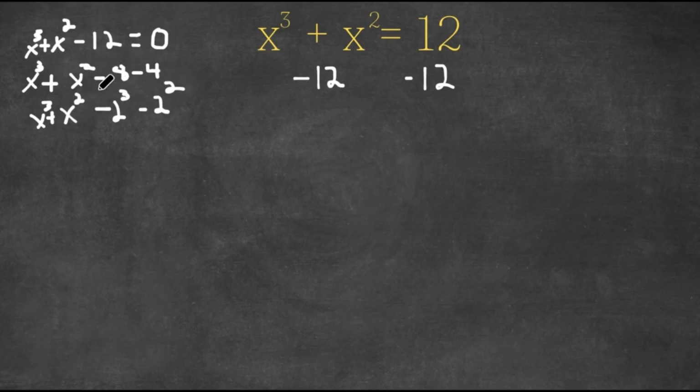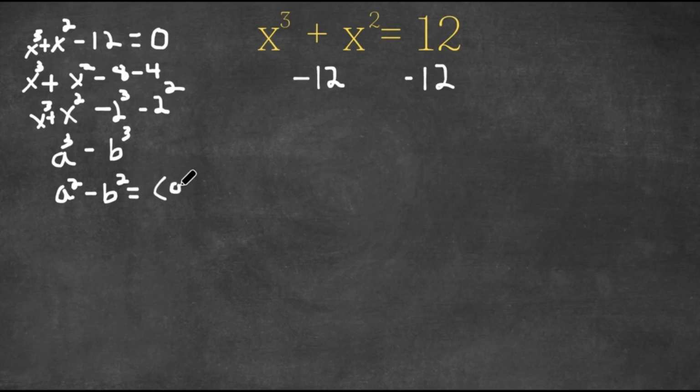And now, two important properties actually are a to the power of 3 minus b to the power of 3, and a squared minus b squared. Now a squared minus b squared is simply equal to a plus b times a minus b.